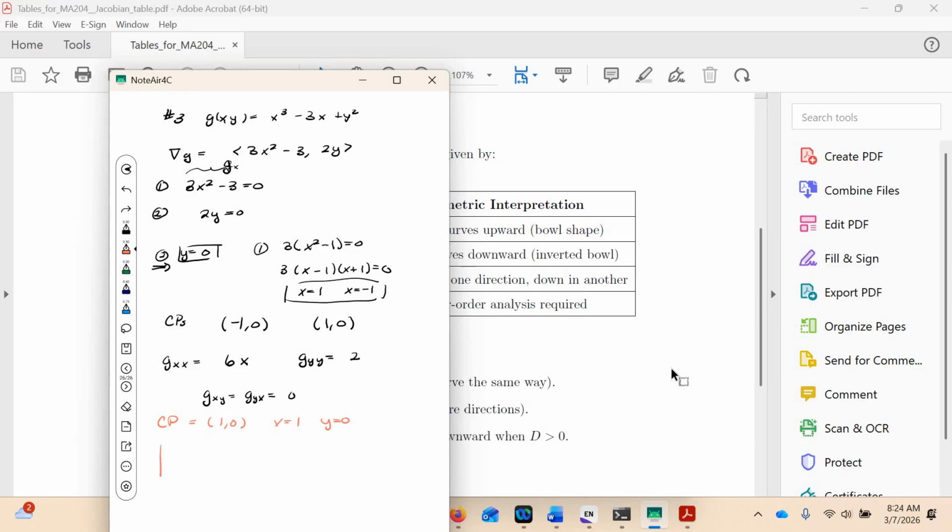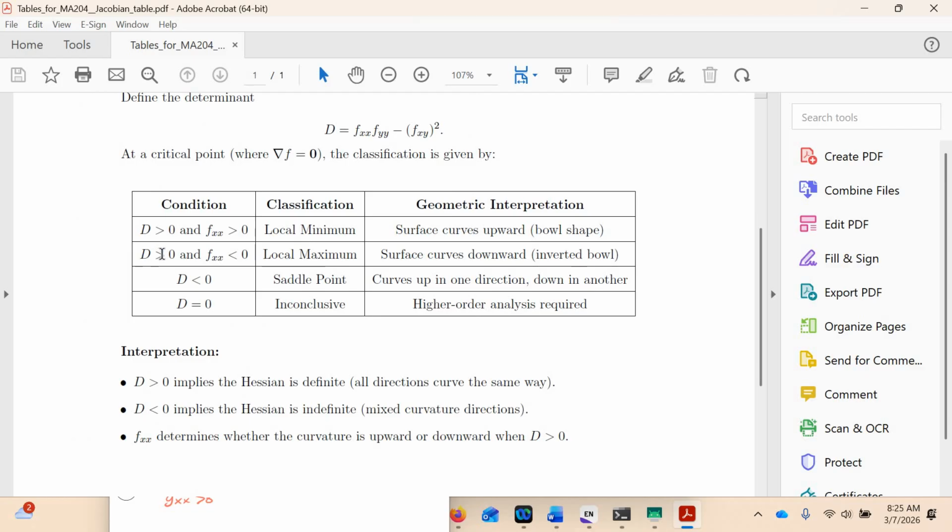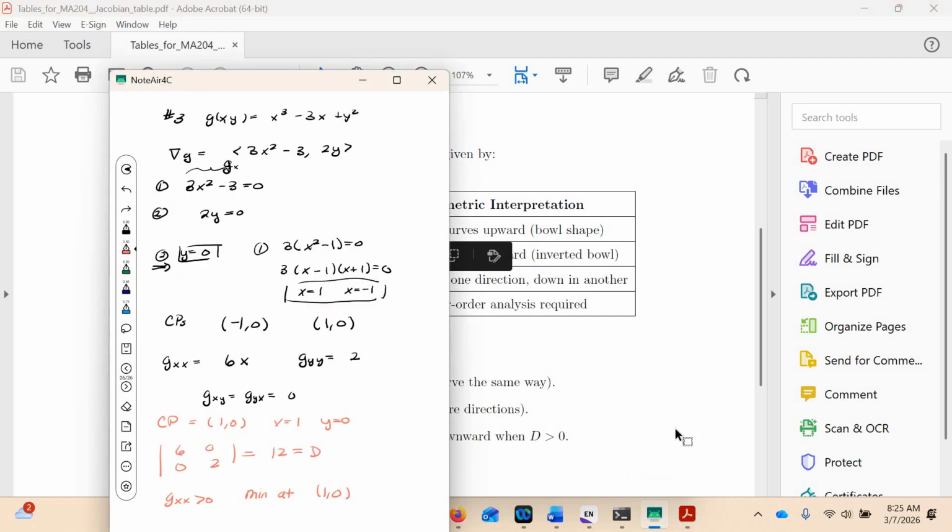In this case, the Hessian or the Jacobian, whatever you want to call this, is going to be 6, 2, 0, 0. So the determinant is 12. That's positive, and gxx, 6, is positive. So I just go down to my little table here. The determinant is positive and the second derivative is bigger than 0, so it's a local min. And so you write your conclusions down. Straightforward, turn the crank. I think this is probably the easiest one out of the 3 you were asked.